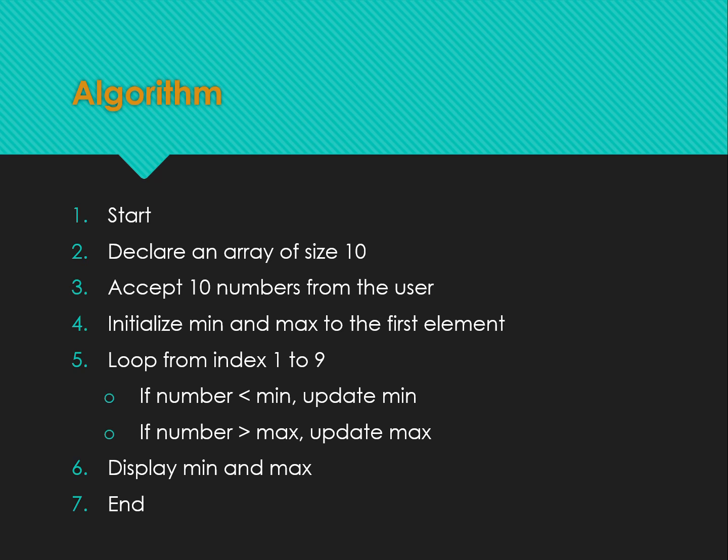Step 5. Start a loop from index 1 to 9. For each element, check if it is smaller than min. If yes, update min. Then check if it is greater than max. If yes, update max. Step 6. After the loop finishes, display both min and max. And finally, step 7. End the program.